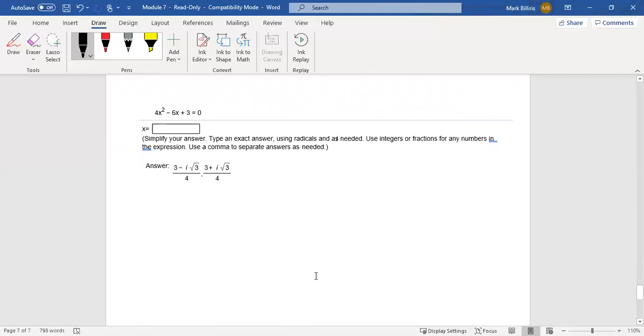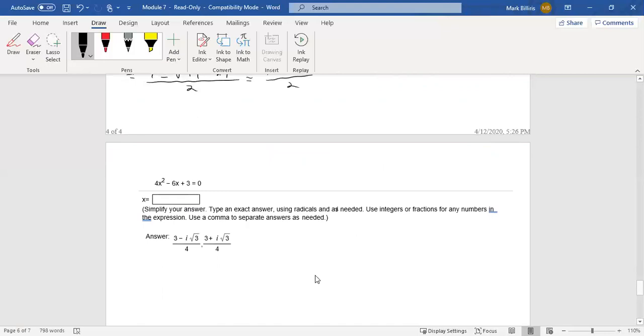Our next example, we have: solve 4x squared minus 6x plus 3 equals 0. So it's already in its standard form, so we identify a equals 4, b equals negative 6, and c equals 3. So we put it in our quadratic formula. So x equals the opposite of b. So the opposite of negative 6 is positive 6, plus or minus square root of b squared. So negative 6 times negative 6 is 36, minus 4 times a, which is 4, times c, which is 3, all over 2 times a, which in this case is 4.